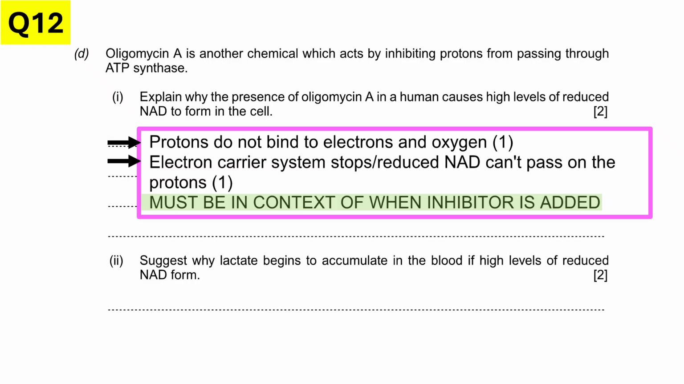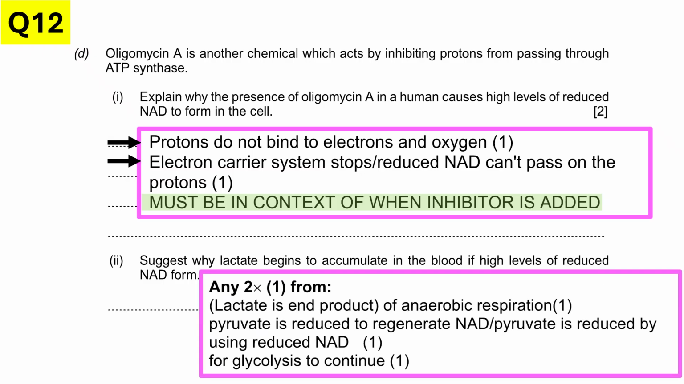And the second part of the question says, why would lactate begin to accumulate in the blood if high levels of reduced NAD started to form? Well, lactate is made inside animal cells, such as muscle cells or liver cells, when the oxygen is not available, and it's equivalent to anaerobic respiration. So pyruvate, we know, is reduced to lactate, and that's going to use up the NADH because the hydrogen from NADH is transferred to pyruvate to reduce it to lactate as part of anaerobic respiration.